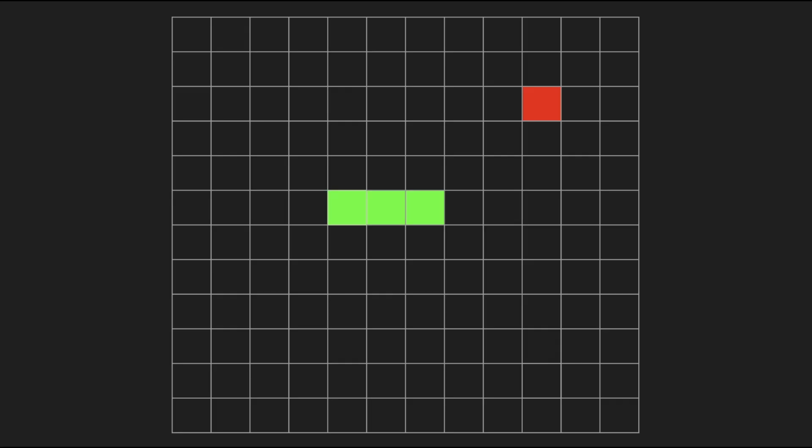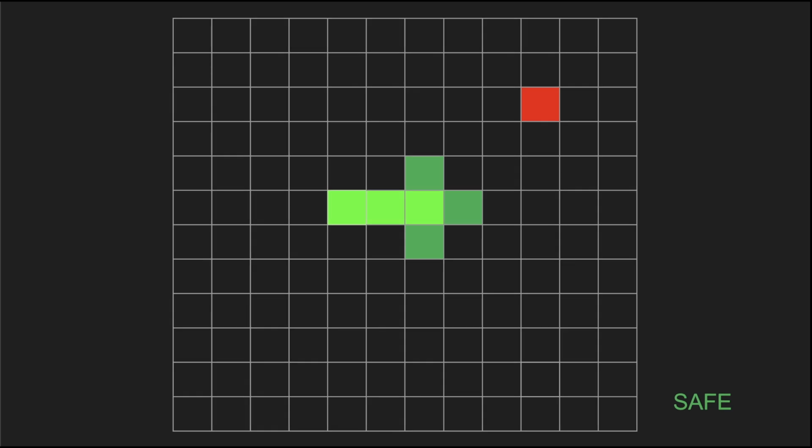At every step, it has a few options. It can either go straight, turn left, or turn right. But to make that decision, it needs to understand its surroundings, so we need a way to describe what the snake can actually see. From its perspective, there are only a few important things. First, it needs to know if there's danger. Is there danger in front of it, to the left of it, or to the right of it? Each direction is either safe or it's not.